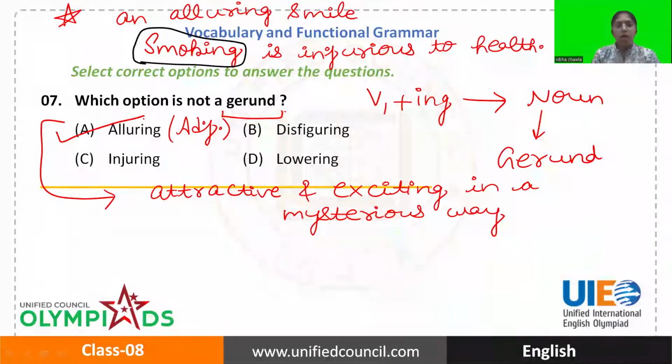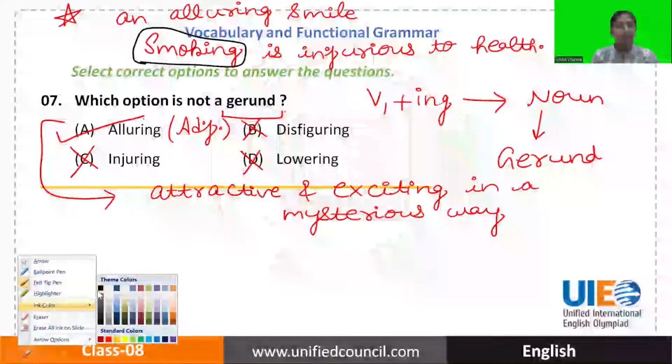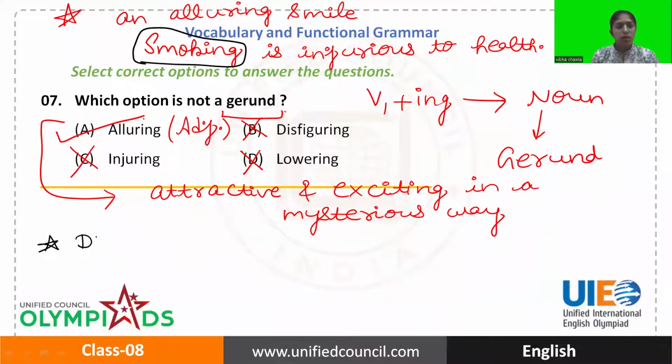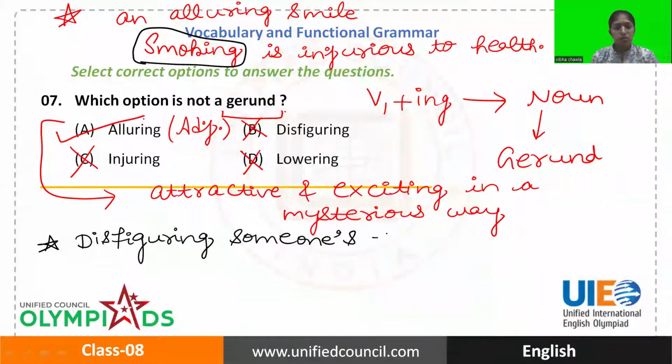So that's an adjective. Rest of the words, disfiguring, lowering, injuring, these can act as a noun. I'll give examples for all three. It's not that I'm just saying that these ing forms of verb can act as a noun, I'll give you examples also. See, disfiguring. We can say disfiguring someone's face is a heinous crime.